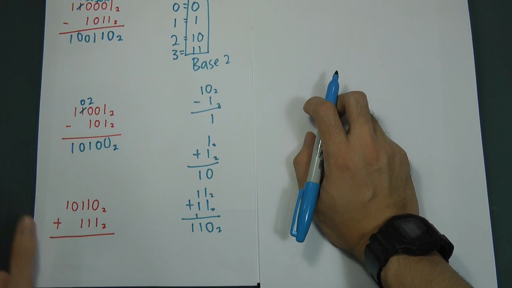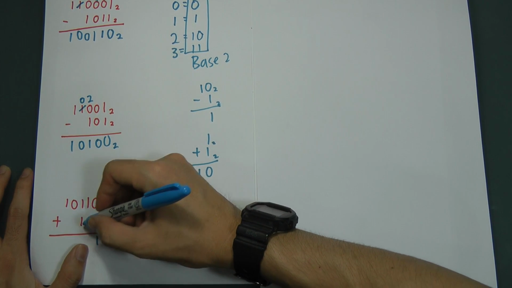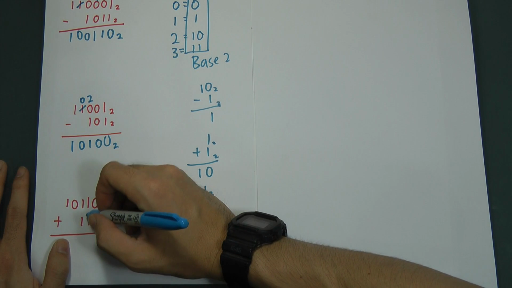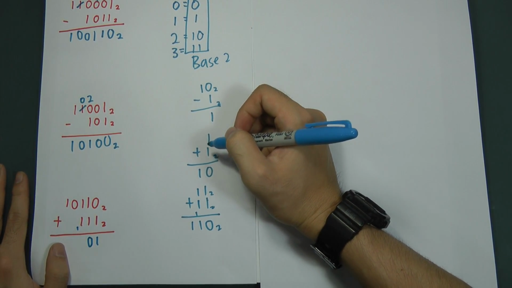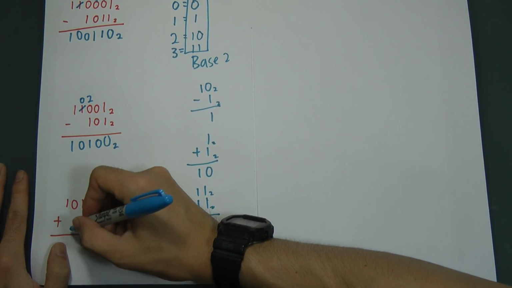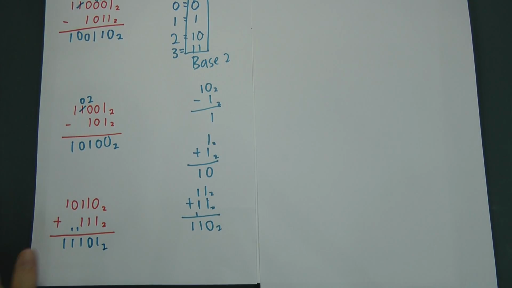For plus, it's very simple. 0 plus 1 is 1. 1 plus 1 is 2, but you cannot write 2, you should understand 1 plus 1 is equal to 10. And then 1 plus 1 is 10, 10 plus 1 again is 11. Here we left 1, 1, base 2. That's all.